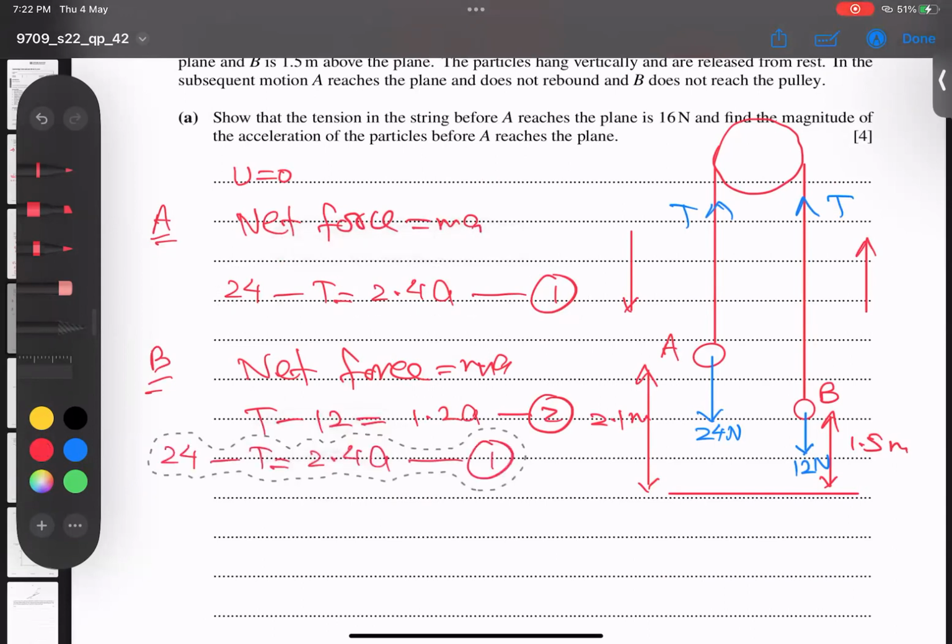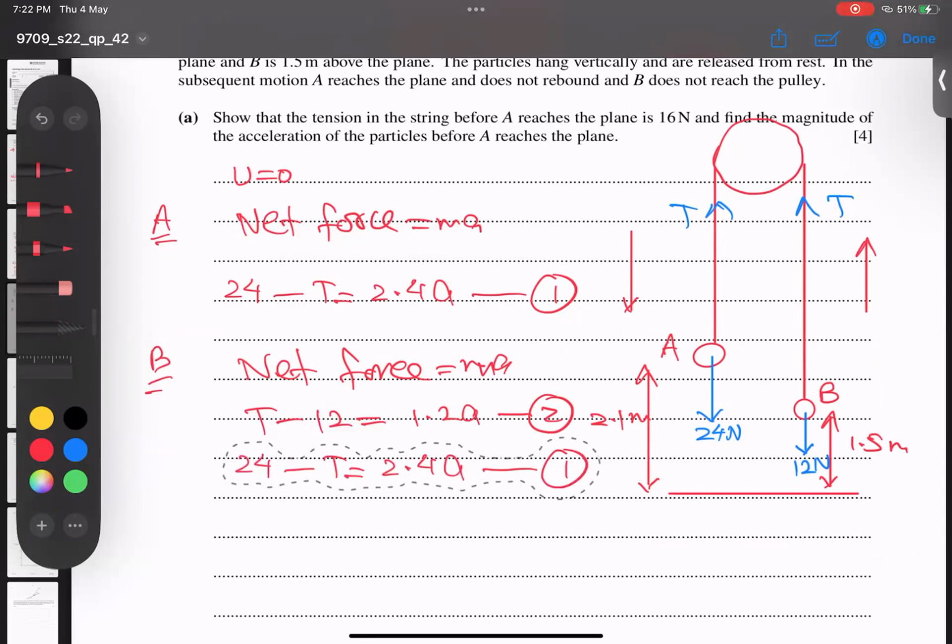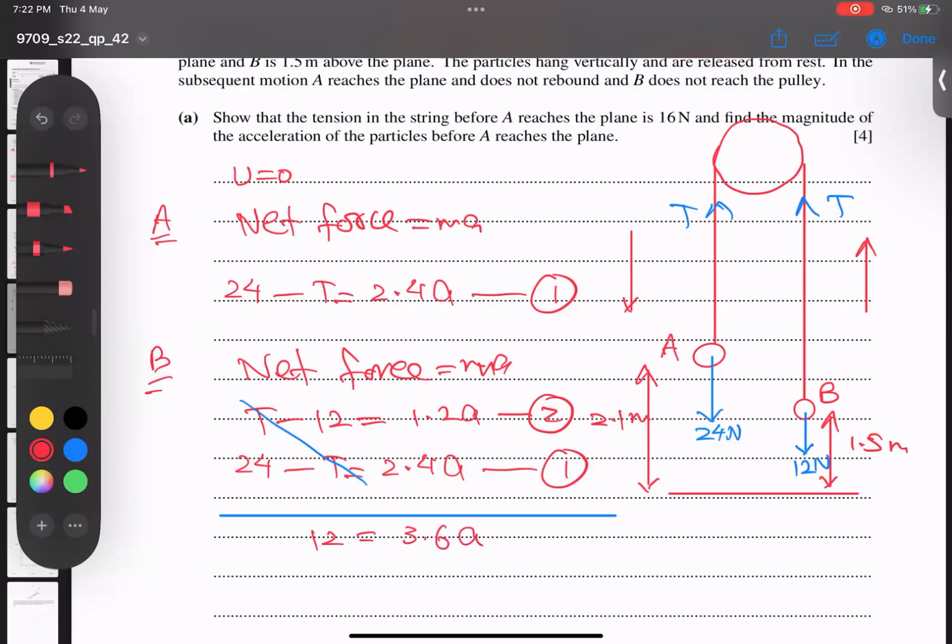So I bring it down. I'm going to solve them now. So have a look, students. Tension cancels out from here. Out of 24, 12 is gone. I got 12 newtons, and here I got 3.6. So acceleration is just a subtraction: 12 divided by 3.6. And acceleration is coming out to be 10 by 3.